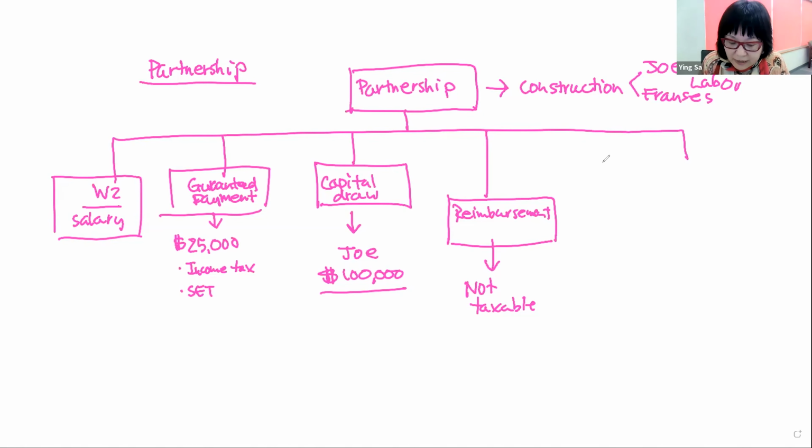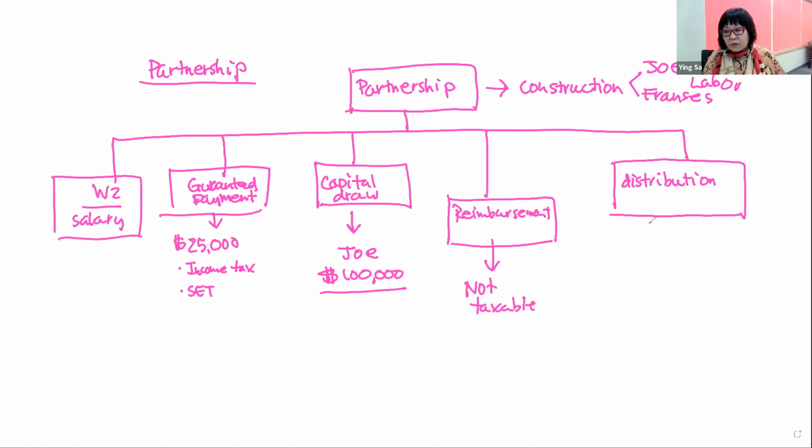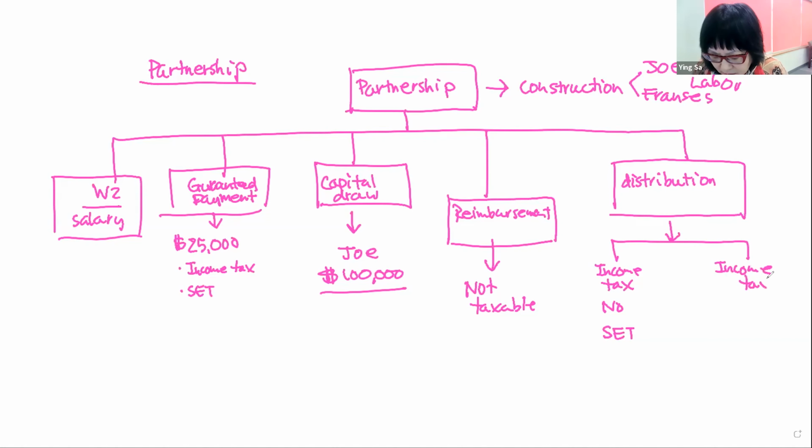All right, then what is the last one? The last one is called the distribution. So in a partnership situation, distribution is taxable. And it's taxable in 2 possible ways. One kind of taxable is only income tax, no self-employment tax. The other taxable is income tax and self-employment tax. So what makes it different?